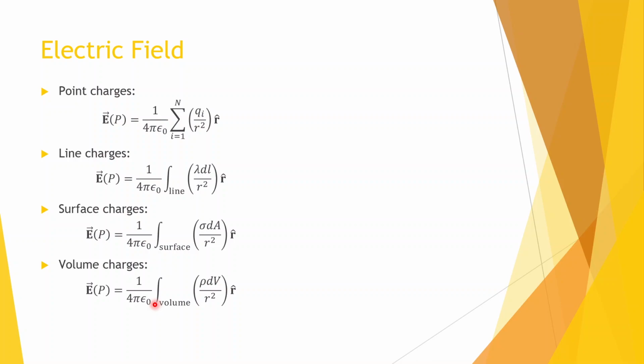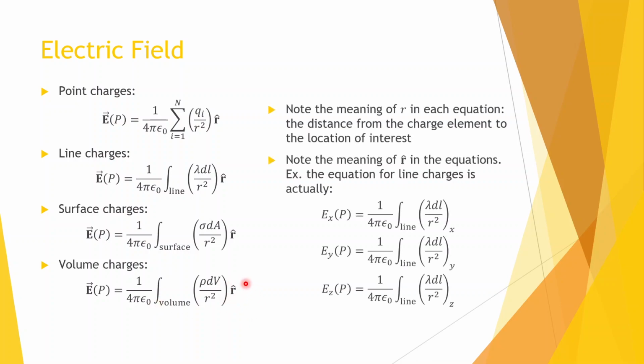We're taking our integral over the volume, and again, direction. So we need to note the meaning of r in each equation, which is the distance from the charge to the location of interest. So from the charge Q, or whatever it may be, to the location of interest, okay? Then we also need to note the meaning of r hat in each of these equations.